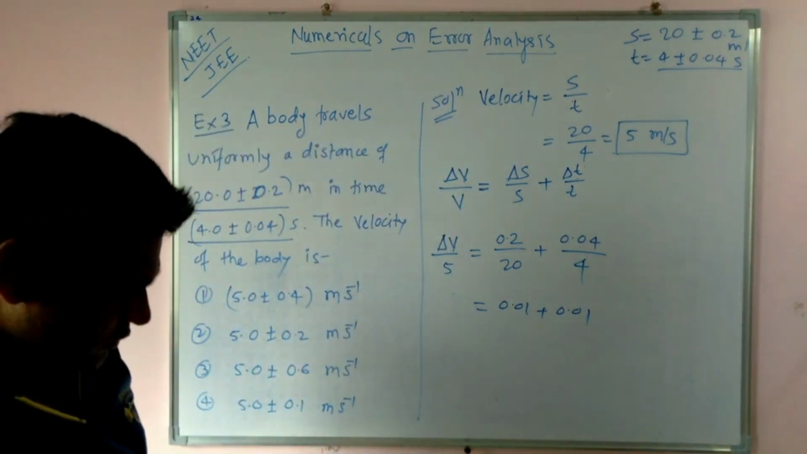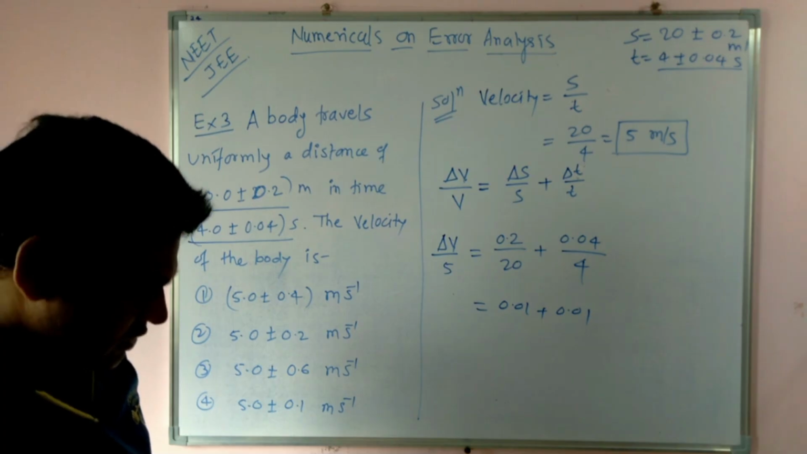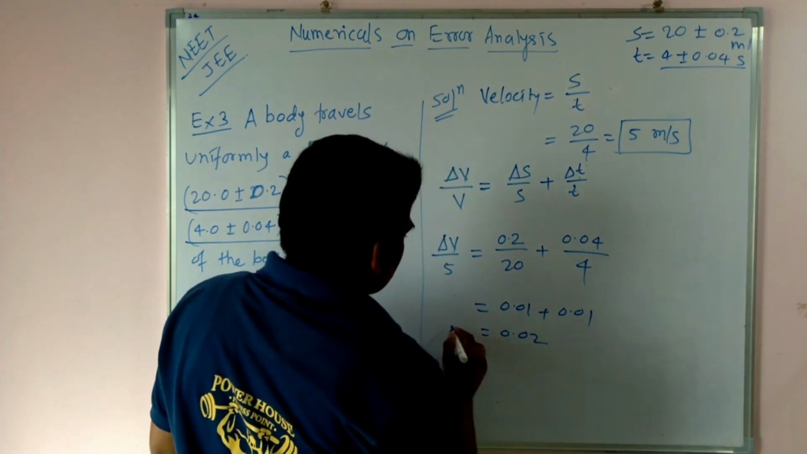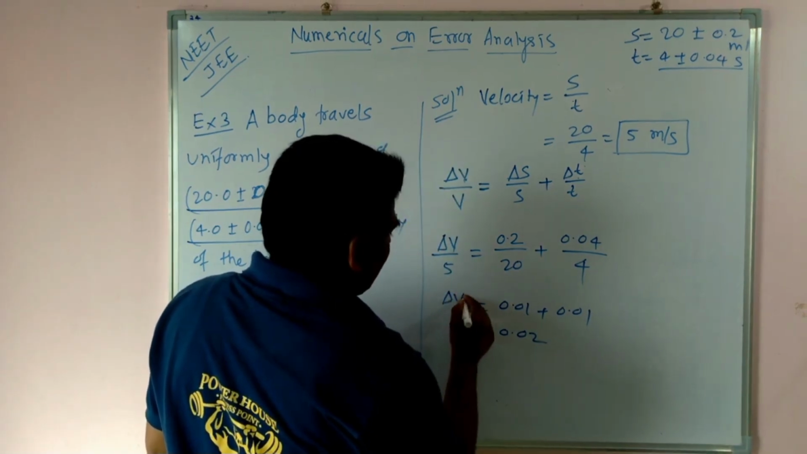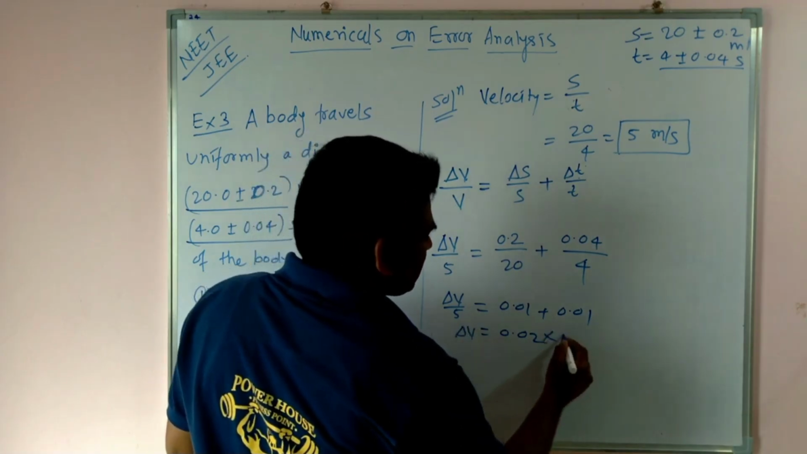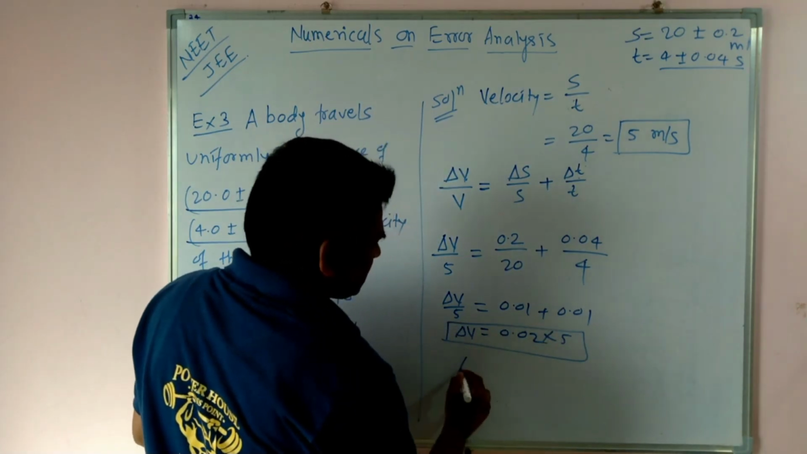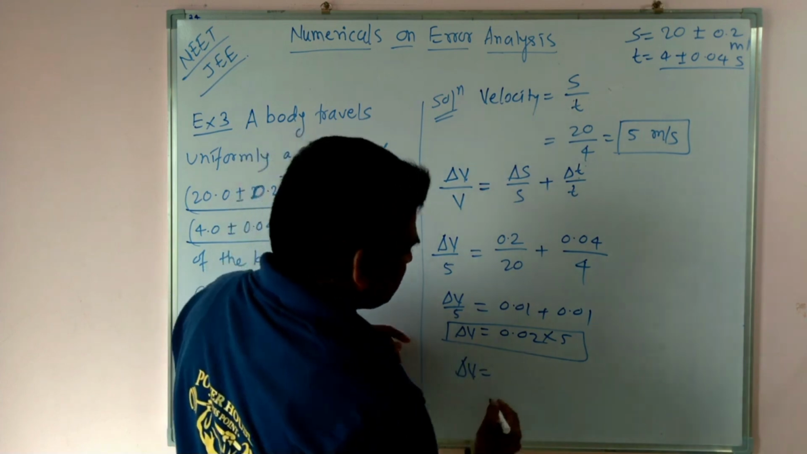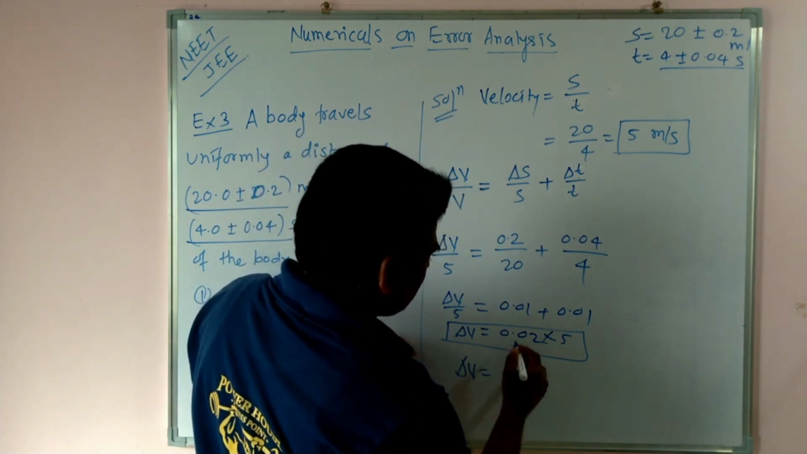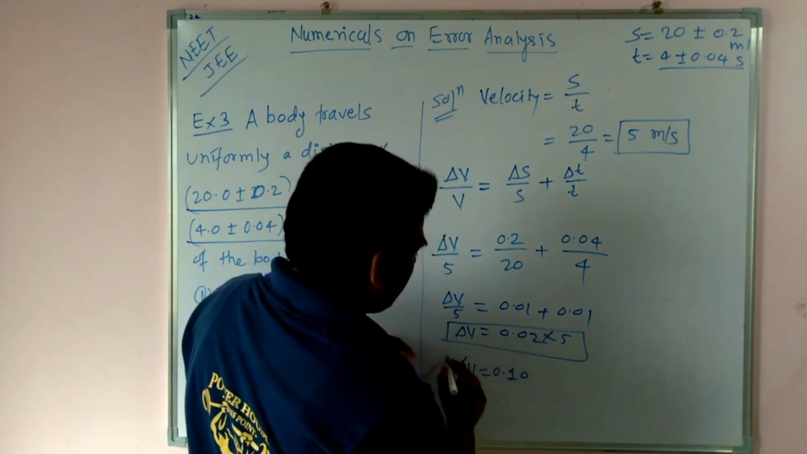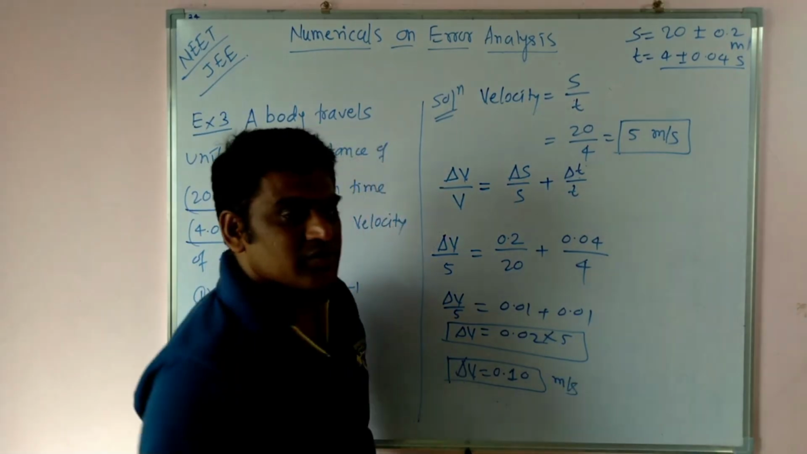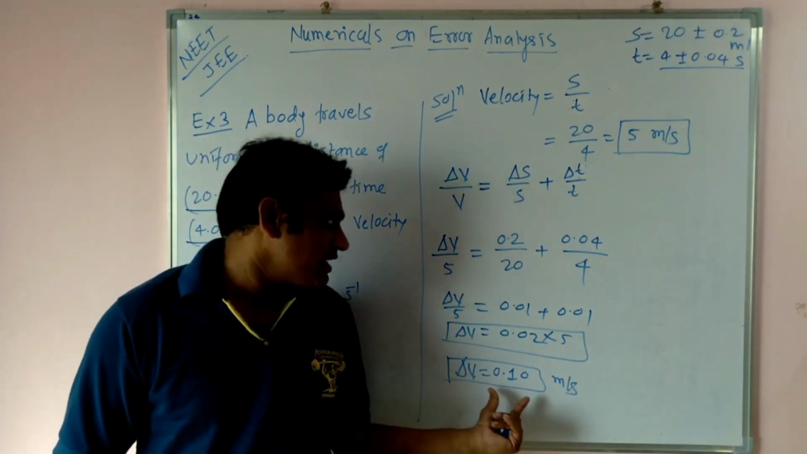Yes, correct. So 0.01 plus 0.01 will become 0.02. So delta V by 5 is 0.02. Now this 5 I will take on this side, so delta V, the error, will be 5 into 0.02, which is ultimately 0.1. So 0.1 is the error. 0.1 meter per second is the error in this measurement.